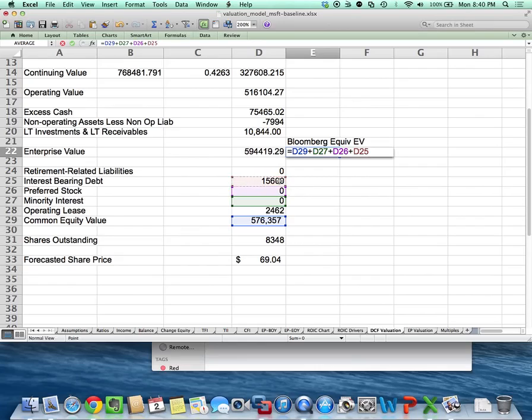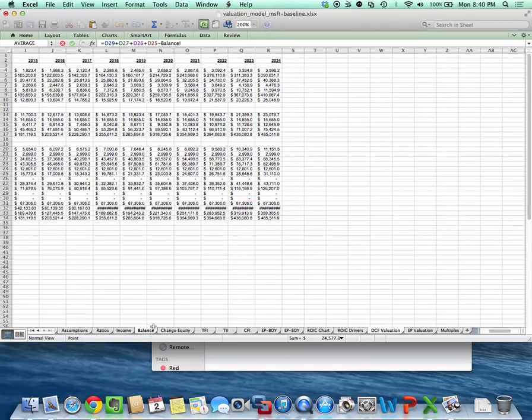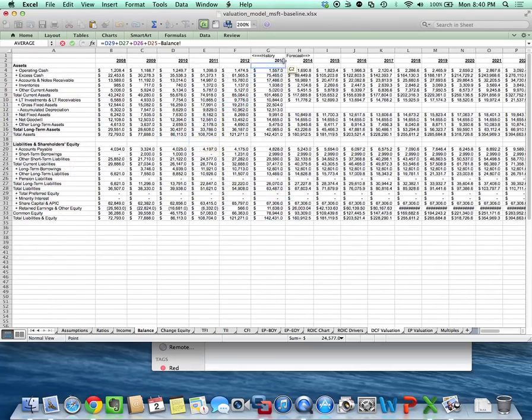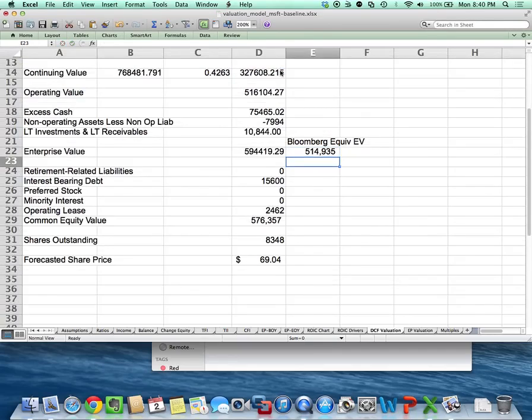Right? That's just following the Bloomberg definition, minus cash. Well, they actually use all of the cash. So I go back to my balance sheet, and for 2013, I subtract the excess cash and I subtract the operating cash because they're subtracting all the cash. And that's what I would call the Bloomberg equivalent enterprise value. So we're calculating it the same way in our model that Bloomberg would calculate it.